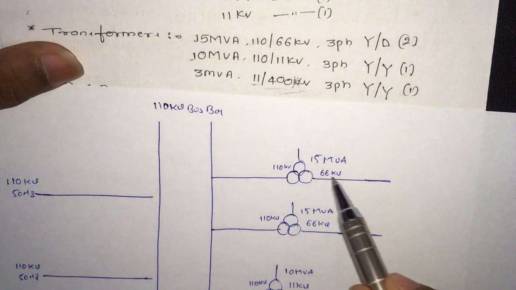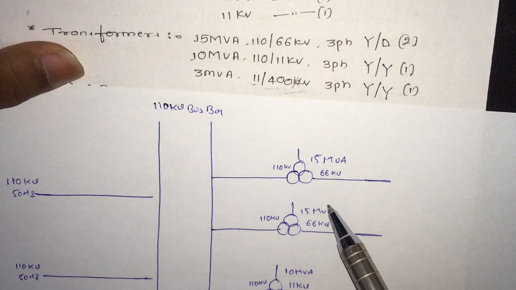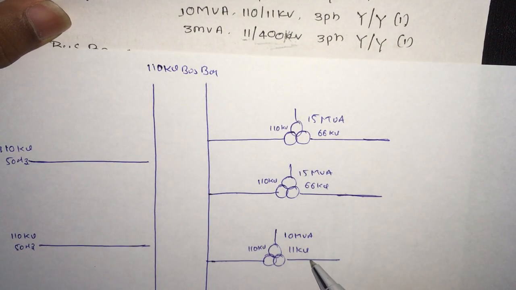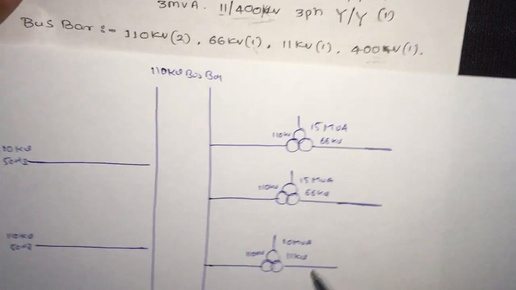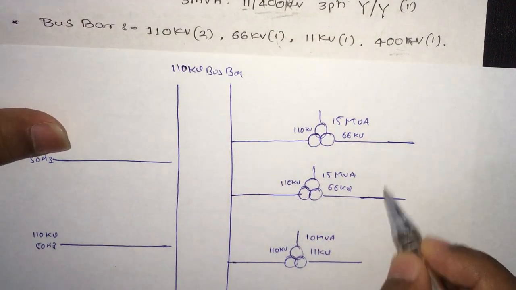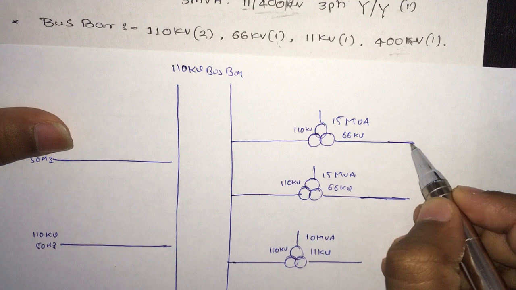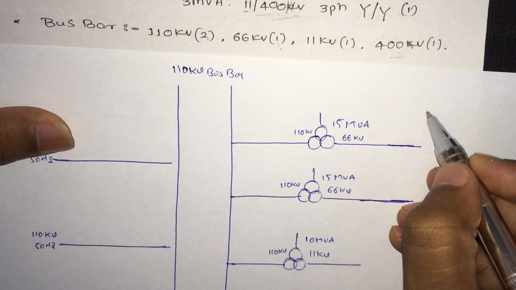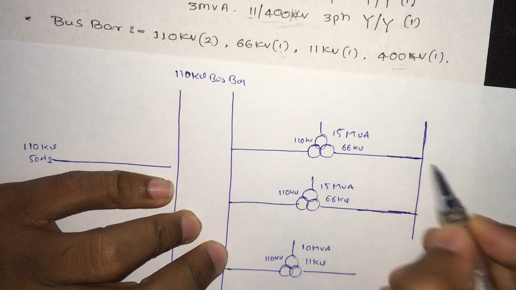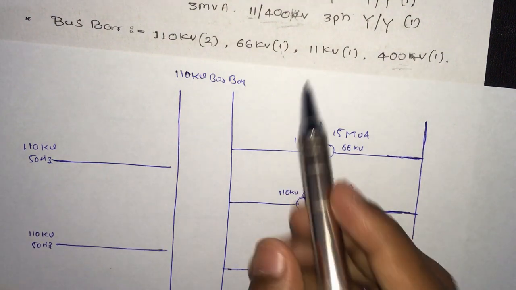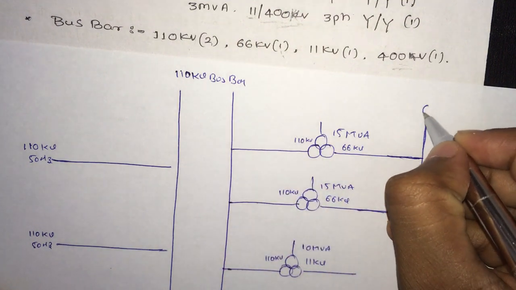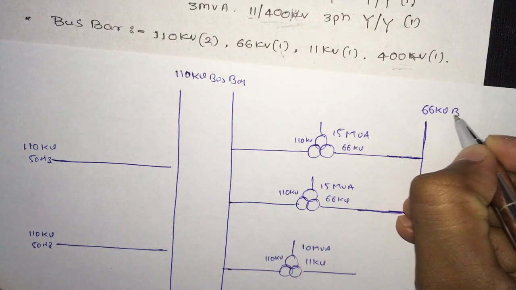Here we have a 66 kV line, here is also a 66 kV line, and here we have an 11 kV line. We can see here we got a 66 kV bus bar. We can use these two lines to connect with our 66 kV bus bar. Here they have mentioned only one bus bar of 66 kV.